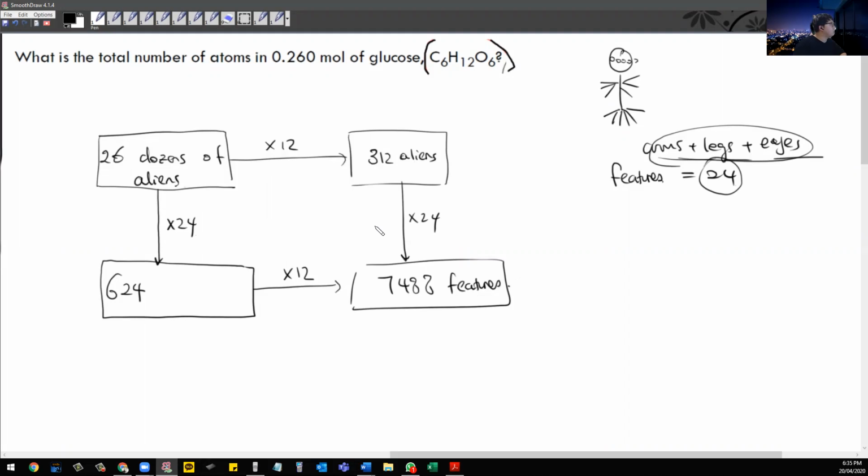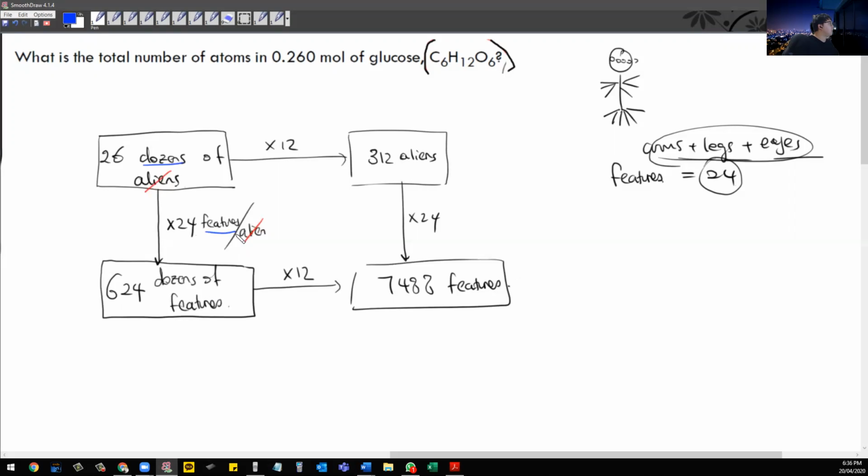But if I do 24 first, what am I getting? 624 dozens of features. Because if you multiply by 24, 24 is the same as features per alien, right? What that means is that the alien and alien will cancel out, and you just get dozens of features.